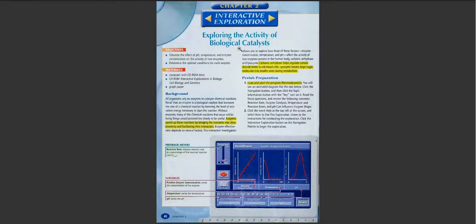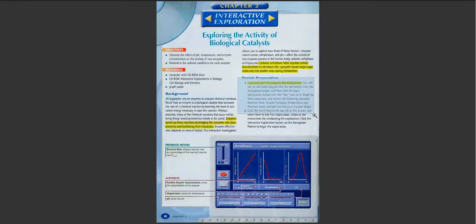Pre-lab preparation. 1. Load and start the program Thermodynamics. You will see an animated diagram like the one below. Click the navigation button, and then click the topic information button with the key icon on it. Read the focus questions, and review the following concepts: reaction rate, enzyme catalysis, temperature and reaction rates, and pH can influence enzyme shape.